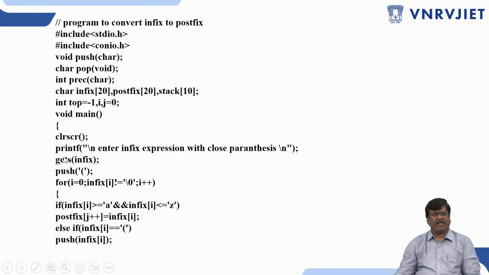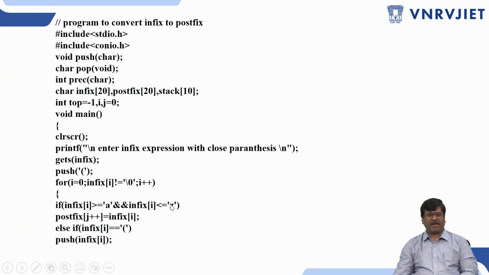First I am reading the infix expression from the keyboard. By using the gets function, I can read the infix expression. As per the algorithm, what is the first step? We need to push open bracket into the stack. So I am writing that function, push open bracket. Then I am adding the close bracket to the expression and evaluating all the characters in the infix expression from left to right. So this is the for loop. I am starting from 0 until null, because when infix of i is null, the infix expression is completed.